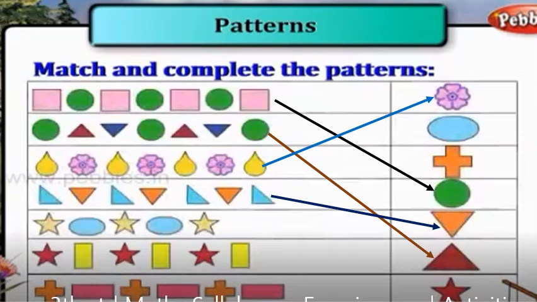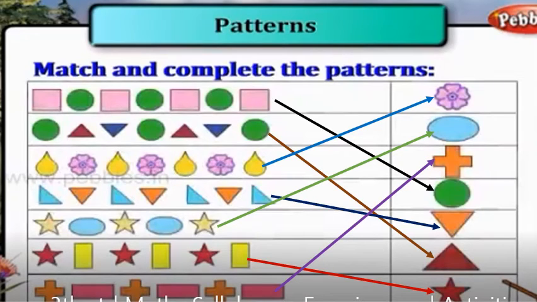Next, star, oval. This is also AB, AB, so the answer is the oval, blue colored. Right? Next one, star, rectangle. This is again AB, AB. So again we will get star. Next, plus, rectangle, plus, rectangle, plus, rectangle. Then the next one is plus. Isn't it? Very easy. Did you enjoy? Okay.